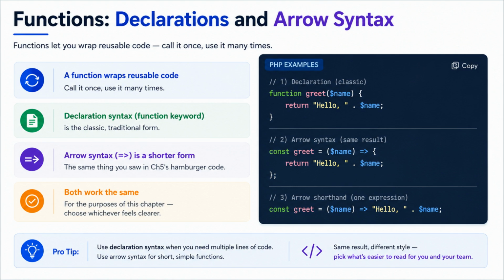A function is a named, reusable block of code. Write it once, call it as many times as needed. JavaScript has two main ways to write one, and both produce the same result. The difference is syntax, not behavior.